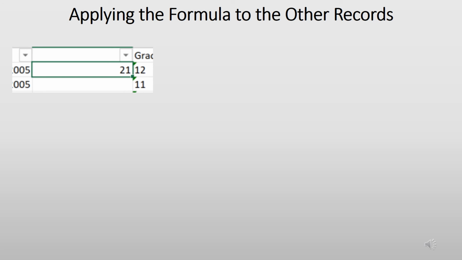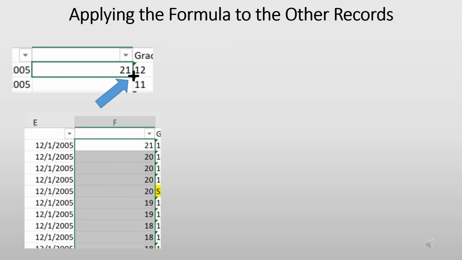Click on cell F2 and in the bottom right corner of the cell, place your mouse cursor over the corner and it will give you a plus sign. Once you have the plus sign, double-click and the formula will populate into the other records.